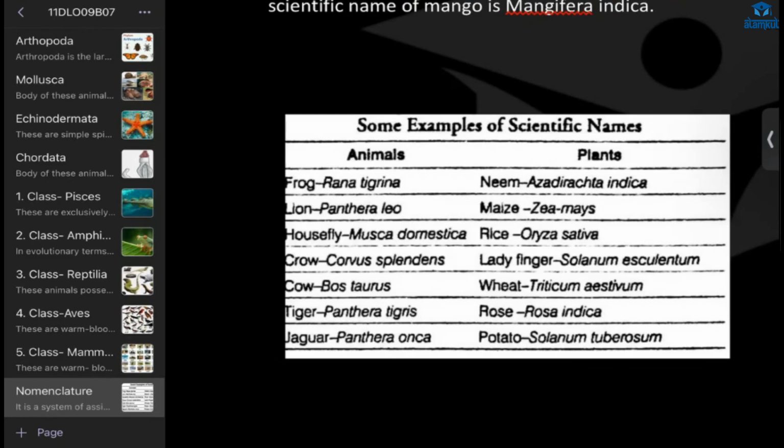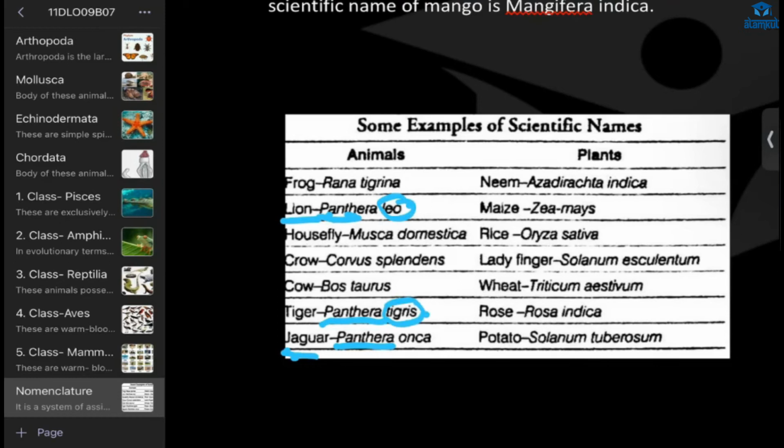Example for animal. See some names. Rana tigrina, frog. Lion, what is the name of lion? Panthera leo. Housefly, Musca domestica. Then crow, Corvus splendens. Cow, Bos taurus. Tiger, Panthera tigris. Jaguar, Panthera onca. This tiger, jaguar, lion, they belong to same genus, Panthera. But the species is different. Here it is leo, here it is tigris, here it is onca.